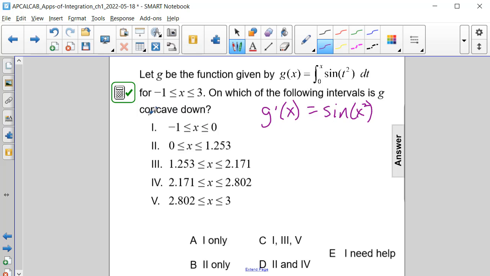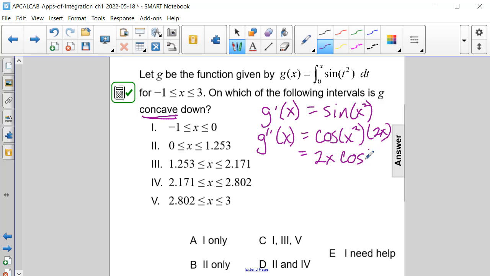All right, and now if we remember from derivatives, concavity is found utilizing the second derivative. So we can actually find the second derivative. The derivative of sine is cosine, and then we still have our angle x squared. But then because our angle is more than just the variable x, we need to apply the chain rule here and find the derivative of x squared, which is 2x. If we simplify this, it will become 2x times the cosine of x squared.